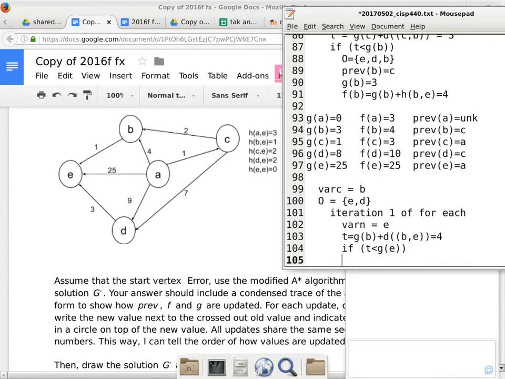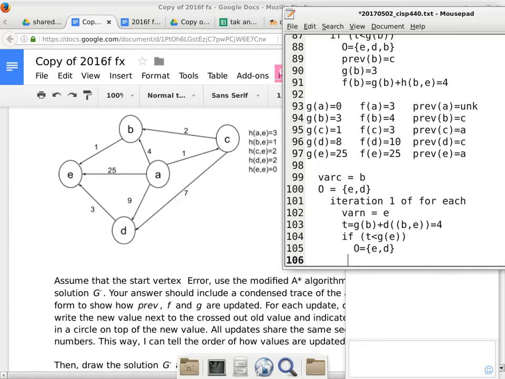And the answer is yes, because the shortest path known at this point has a cost of 25. 4 is definitely less than 25, so we go into the conditional statement and perform all of these operations. So we look at big O and say, we probably need to put E into big O, because we are just going to update the cost of the shortest path to E. So big O is now going to be ED, just like before, because E was already in that particular set.